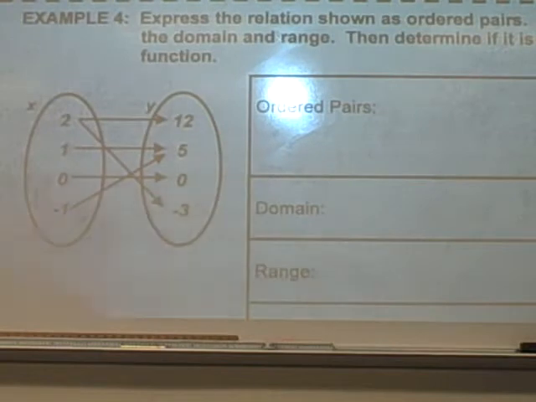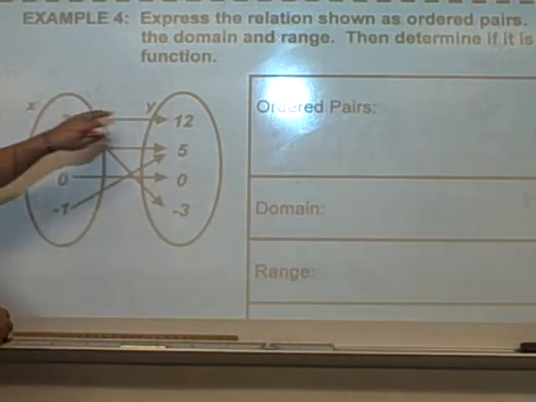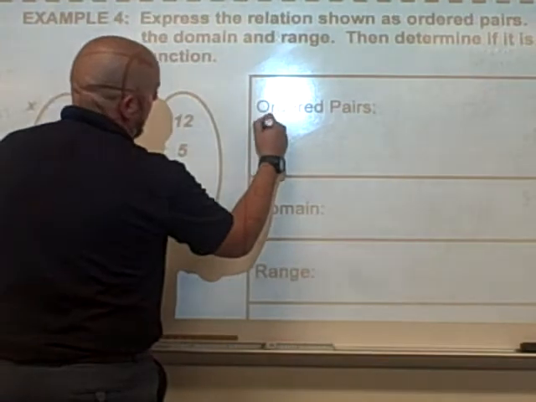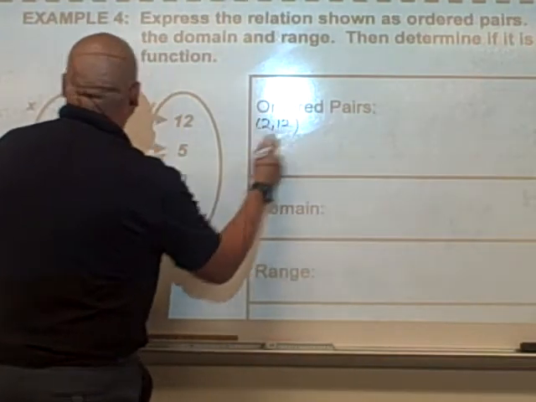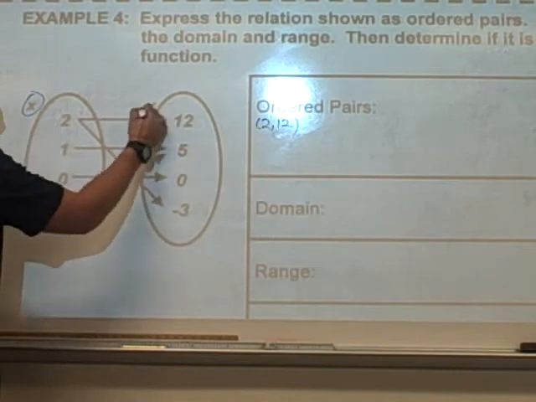Example 4 says express a relation shown as ordered pairs, state the domain and range, then determine if it is a function. Now this is where I see mapping used more frequently. So let's create ordered pairs from the mapping. Well, you have an arrow going to 2 and 12. So my first one is 2, 12. Remember, this column is our x column. It's stated right here. This is our y column.